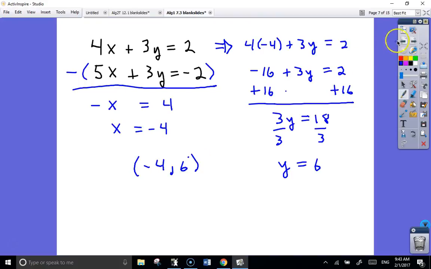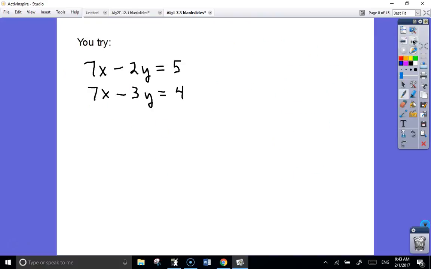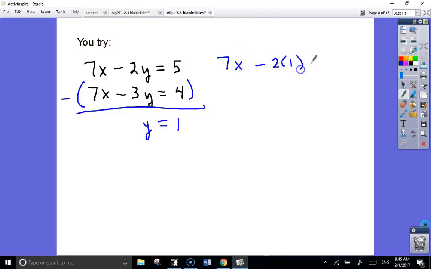All right, so try this one. Okay, so what should you have done to cancel a variable in this problem? Subtract, right? So subtract. 7x minus 7x cancels. What's negative 2y minus negative 3y? That's like saying negative 2y plus 3y. It's just y. Y equals 1. In one step, you just solve for y. Okay, then you got to substitute that. 7x minus 2 times 1.